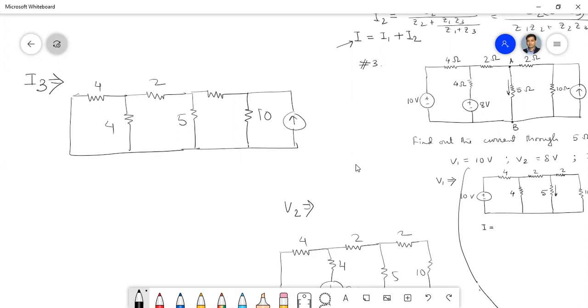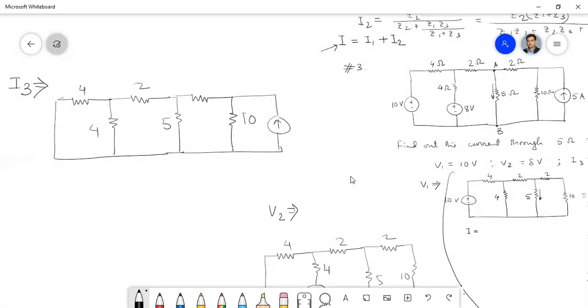Keeping the I3 source, the other two voltage sources should be kept off. Now what is the value of this I3 source? That is 5 ampere. Okay, so here these 2 and 4 are already in parallel, that you can identify, isn't it? So 2 and 4 in parallel means what?